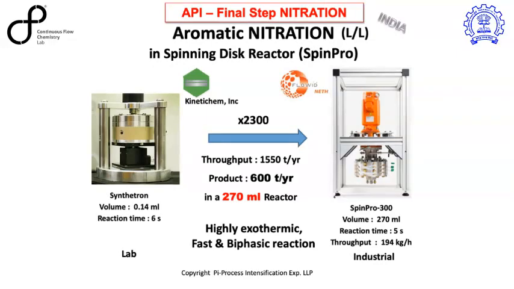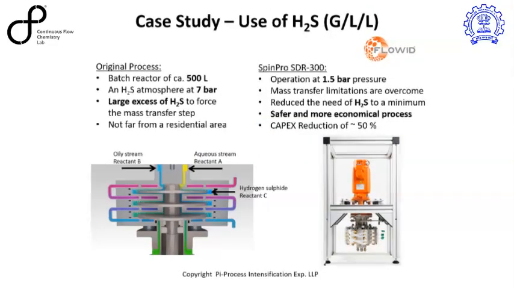One can also use the spinning disk reactors for nitration. Here is an example from a large Indian company, wherein a highly exothermic nitration was optimized on the synthetron, followed by scale up using SpinPro. Apart from high heat exchangeability, spinning disk reactors also provide intense mixing. Therefore, these reactors are ideally suited for heterogeneous reactions. Here is an example of the gas-liquid reaction using spinning disk reactor.